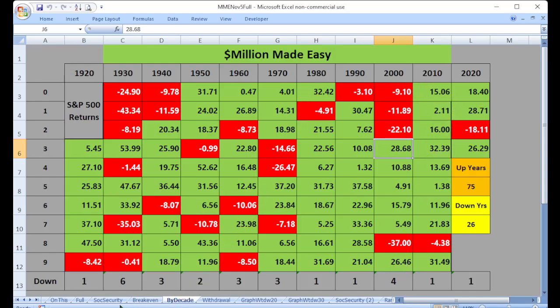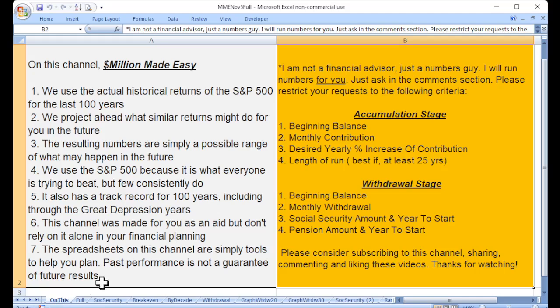That's what we do on this channel. We run numbers for people. I want to run numbers for you. Just give me your beginning balance, your monthly withdrawal, your Social Security amount, and when to start it. We were just looking at taking it right from the very first year to help out your numbers. Also, if you get a pension, we can work that too.